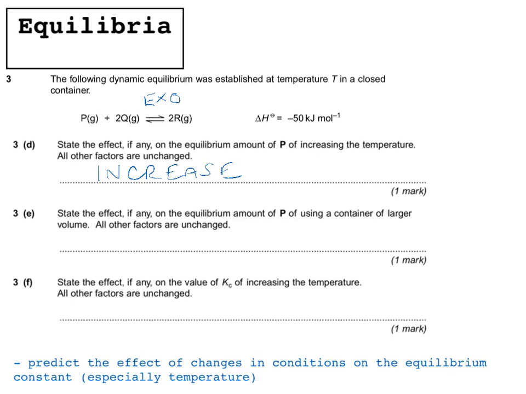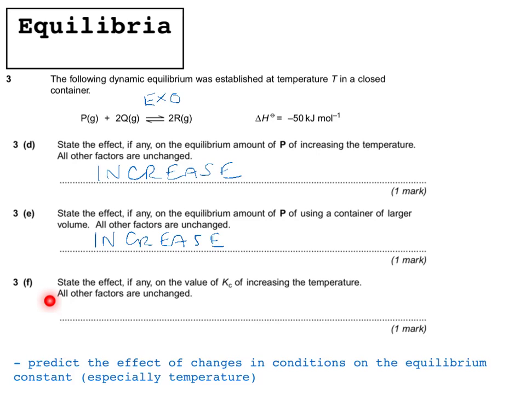Next question: state the effect, if any, on the equilibrium amount of P of using a container of larger volume, all other factors unchanged. If we're using a larger volume container, then we are decreasing the pressure, because we're giving the gas particles more space to move around. If we're decreasing the pressure, then the equilibrium will shift. Remember from Chem 2, the equilibrium will shift to the side where there are more moles, because it will want to fill that space again. On this side we've got 3 on the left, on this side we've got 2 on the right, so it's going to shift to the left hand side. So our amount of P will again increase.